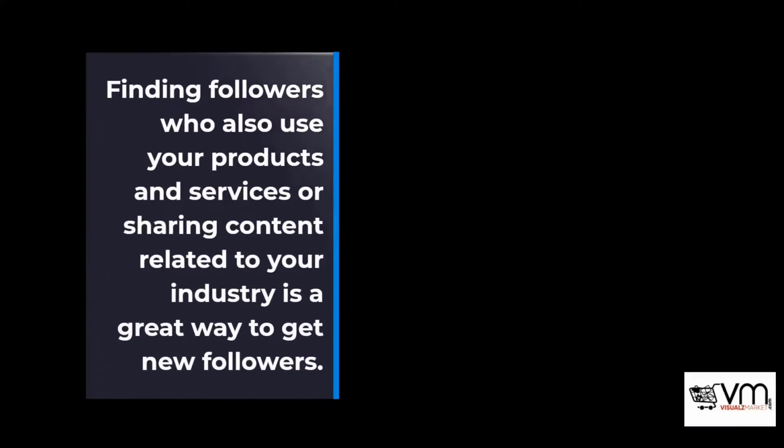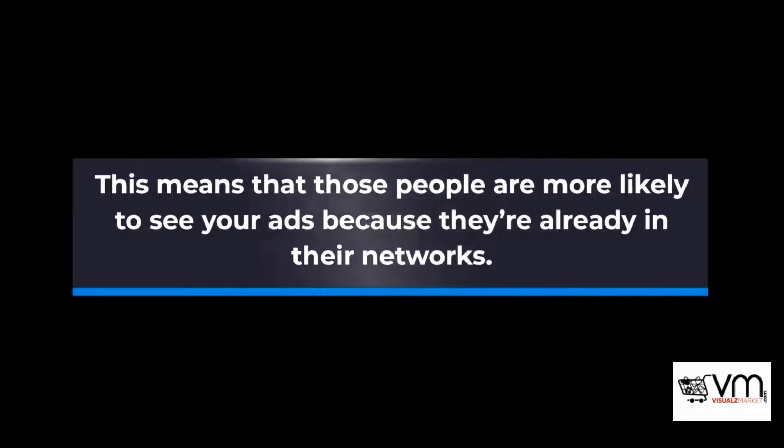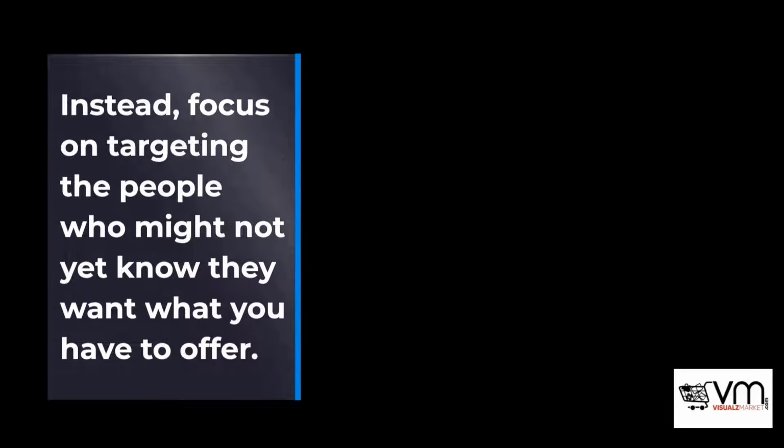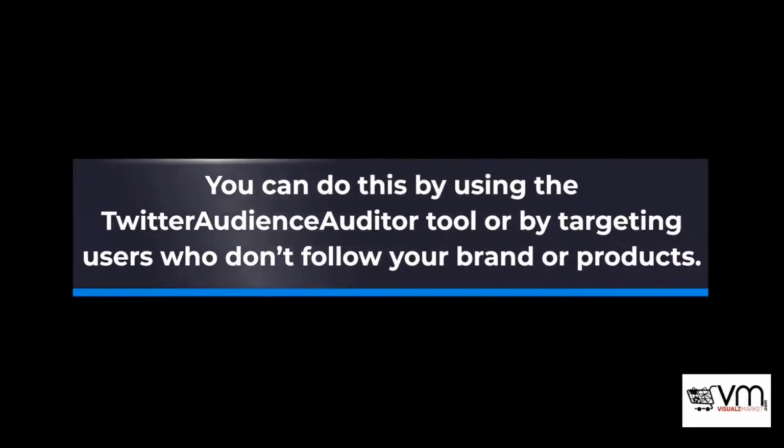Finding followers who also use your products and services, or sharing content related to your industry, is a great way to get new followers. This means that those people are more likely to see your ads because they're already in their networks. Targeting people you follow means your ads are also more likely to be seen by people who aren't following you. Instead, focus on targeting the people who might not yet know they want what you have to offer. You can do this by using the Twitter Audience Auditor tool, or by targeting users who don't follow your brand or products.